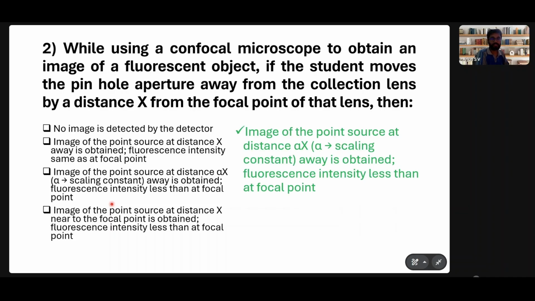Image of the point source at distance alpha x, where alpha is the scaling constant, away is obtained. Fluorescence intensity less than at focal point.